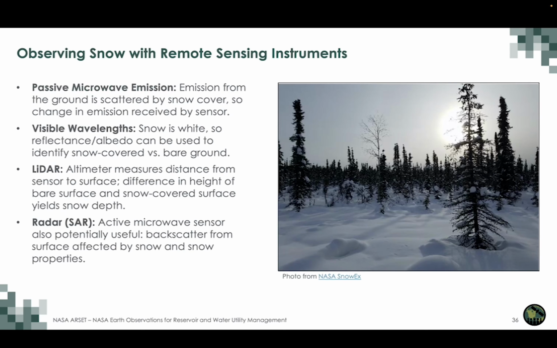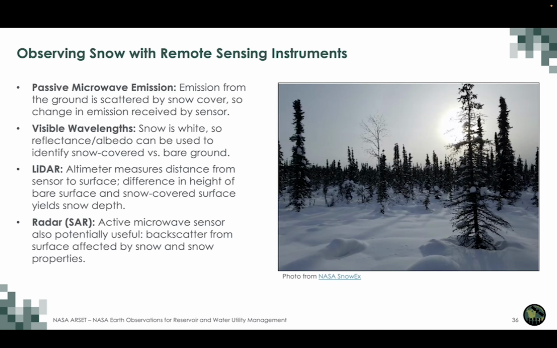To effectively monitor snowpack for our reservoirs, we rely on 4 main types of remote sensing instruments, each providing a unique piece of the hydrologic puzzle. First, we use passive microwave sensors. Snow naturally scatters the microwave emissions coming from the Earth's surface. By detecting these changes in emission, sensors can help us estimate the overall snow mass across large basins. Second, we use visible wavelengths. Because snow is highly reflective, we can use its bright albedo to easily distinguish snow-covered areas from bare ground. This is absolutely vital for tracking the retreating snow line during the spring melt season.